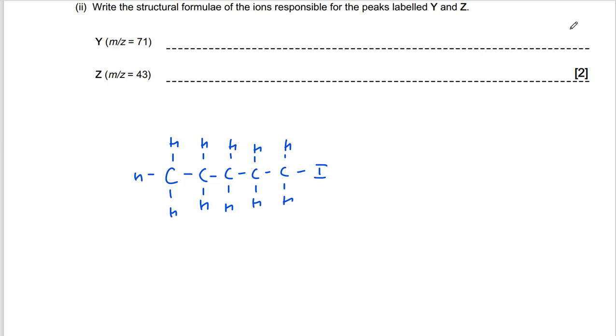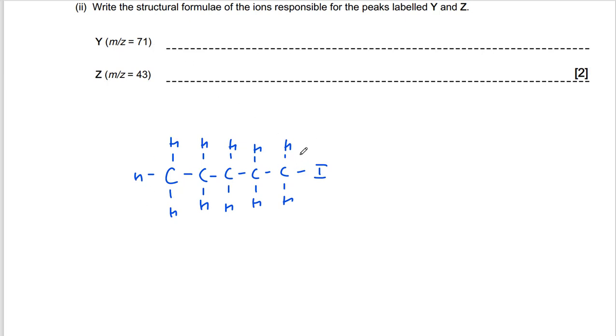We can figure this out very, very quickly because we're looking at the fragment peaks. So we need something in this compound that gives us a molar mass of 71 in total. Now iodine's molar mass is bigger than 71, so we're probably breaking off the iodine. So the question then becomes just how many of these carbons add up to give 71. So let's say I've got 1, 2, 3, 4, 5 in a row, that equals 60. Well, I've got 11 hydrogens, so that's 71.